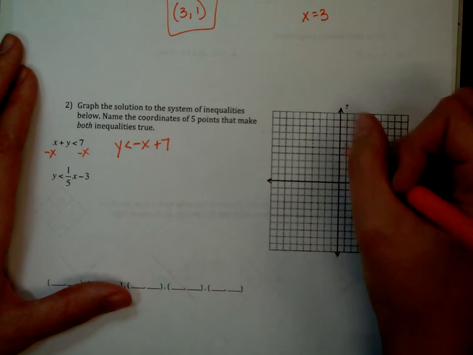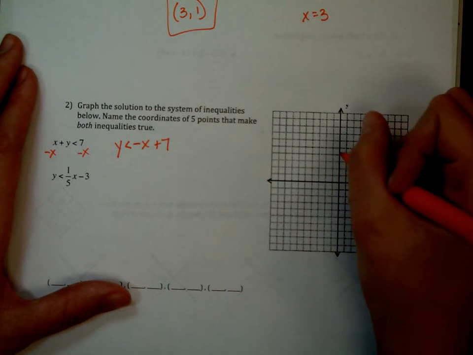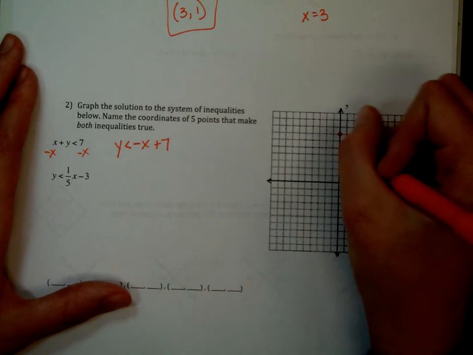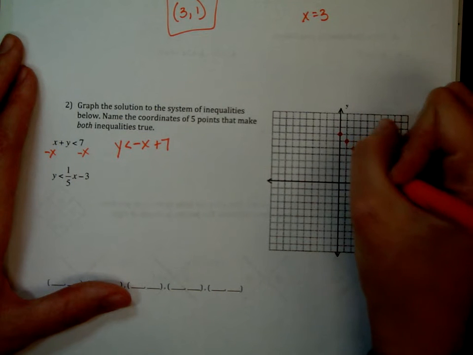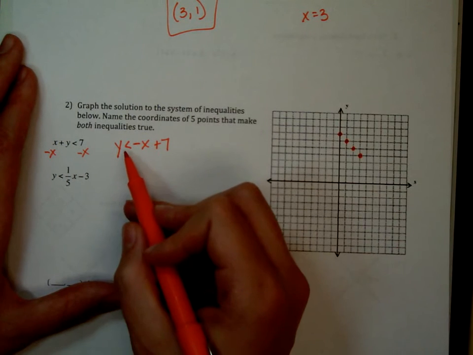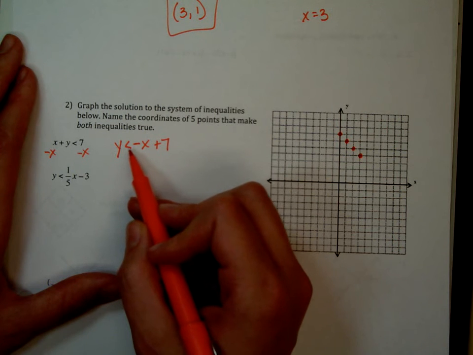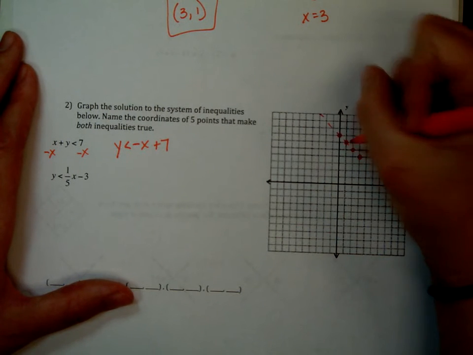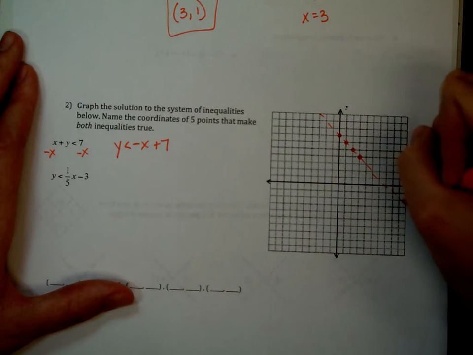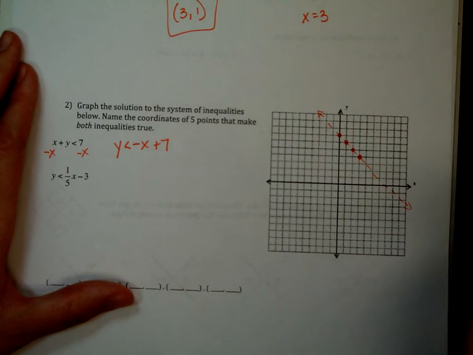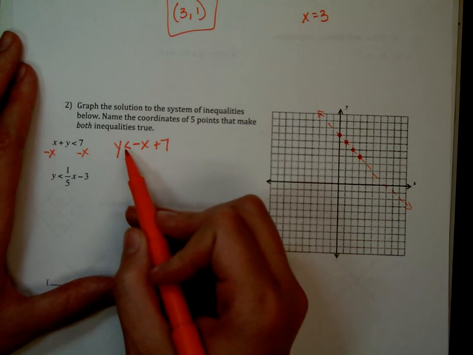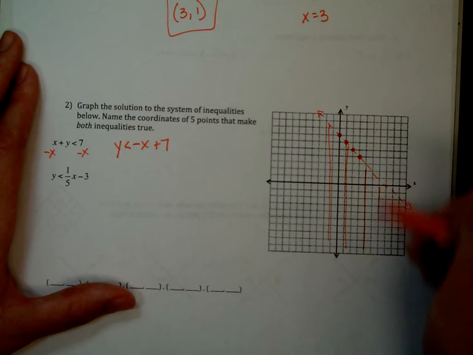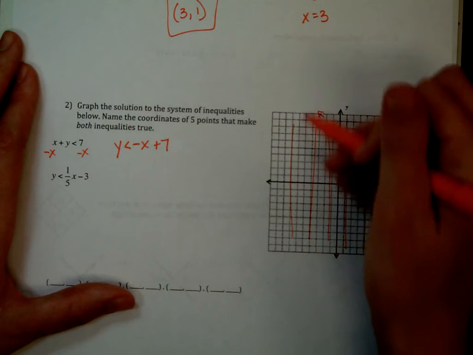So I'm going to start at (0, 7). Negative x means we go down 1 to the right 1. And we have no equal sign right here. It's just less than, so we're going to use a dashed line. And we want the y values that are less than the line, so we can put our pencil on the line and shade below it. So all of these values.